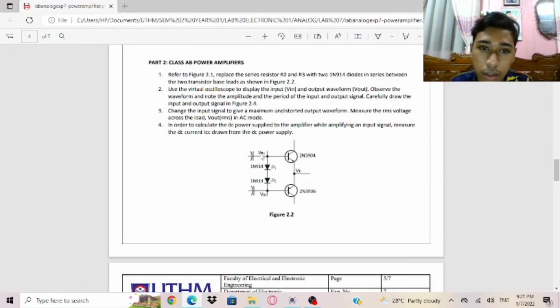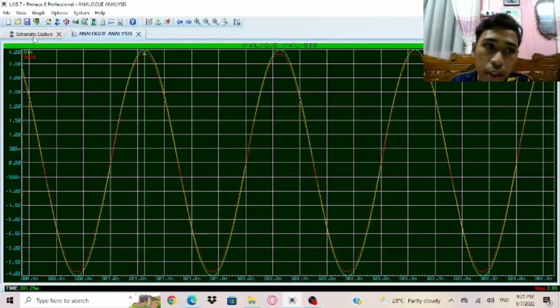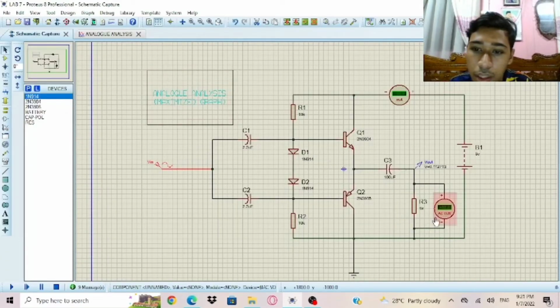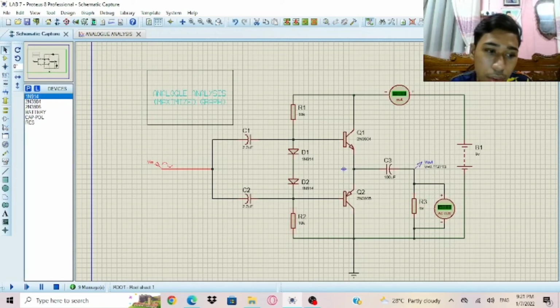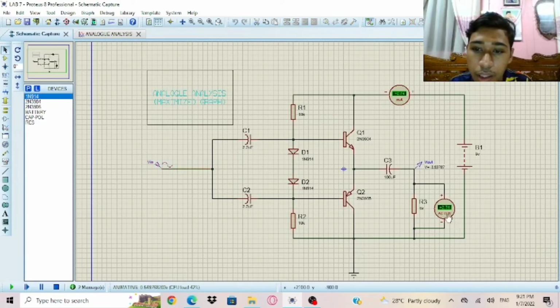So next we need to measure the RMS voltage. So for the RMS voltage, we put the AC voltmeter at the RL resistance, which is 1K. So we simulate it and we got 2.75 for VRMS.